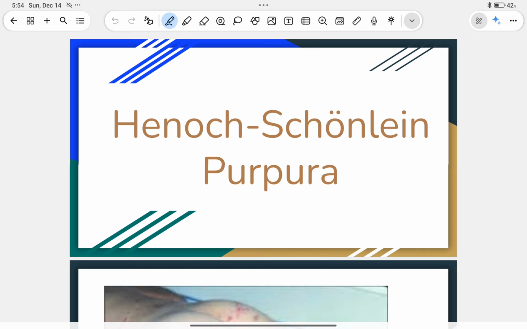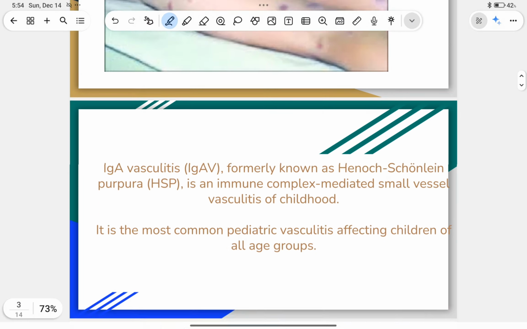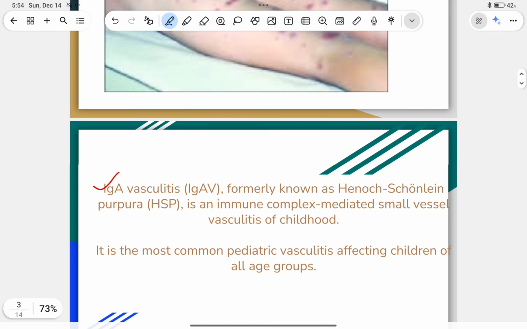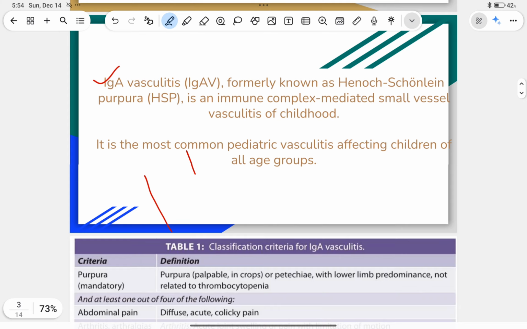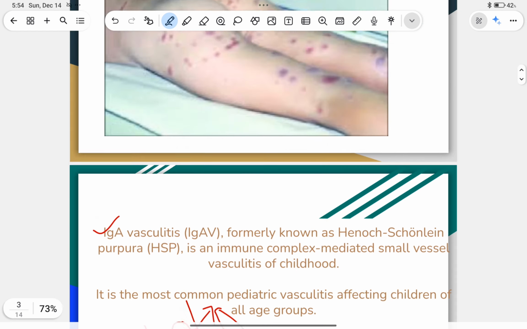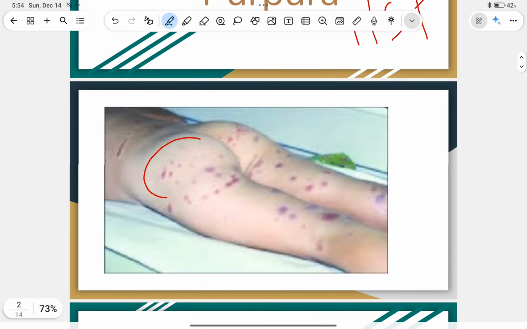Today we are going to discuss an important topic, Henoch Schönlein Purpura, which is also known as HSP, and the updated terminology for this is IgA vasculitis. So what will happen here is there is deposition of IgA in the small vessel. Because of deposition of IgA, there is formation of immune complexes that causes inflammation of the vessel wall. We call it vasculitis. Whenever there is inflammation of the vessel wall, there is leakage of the blood that causes palpable purpura. So you can see in the image, there is palpable purpura.